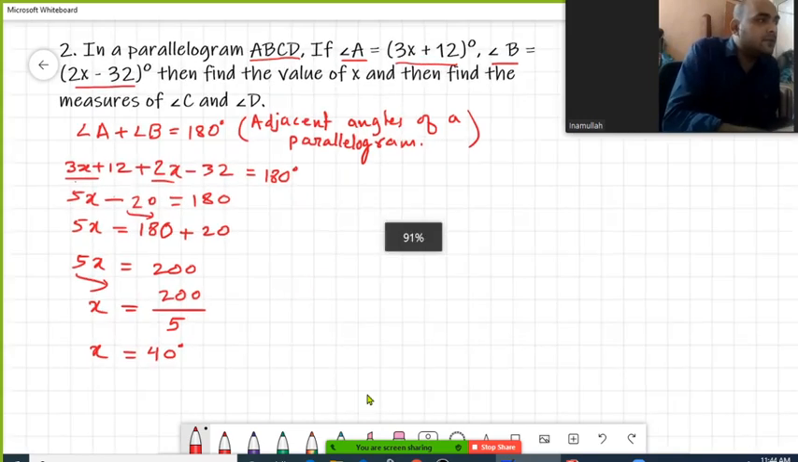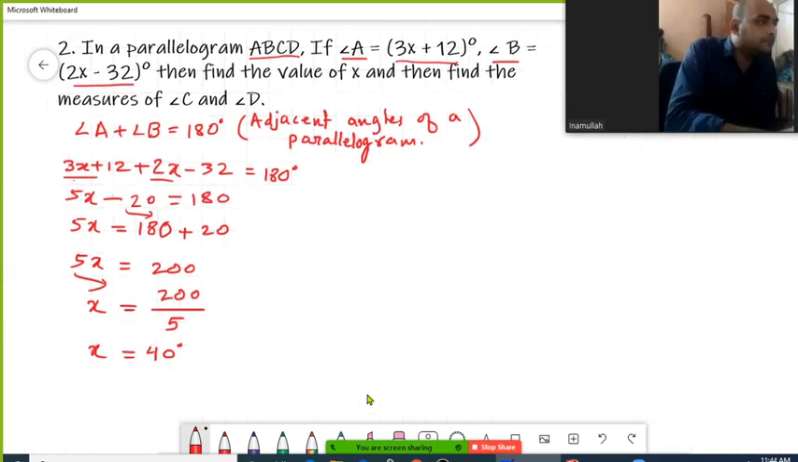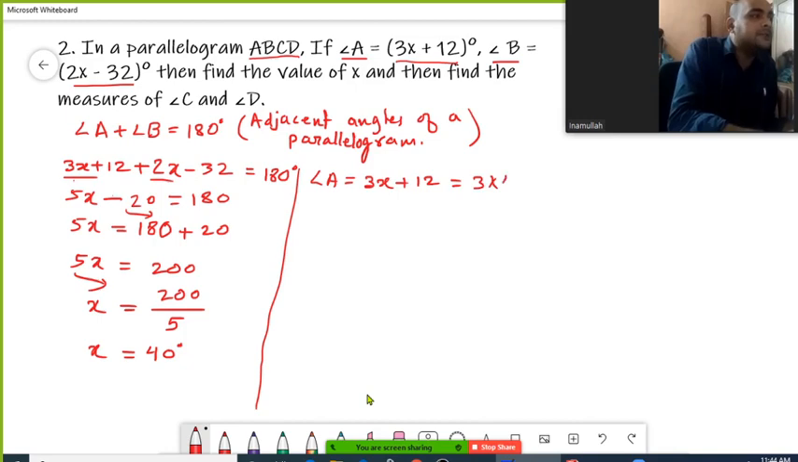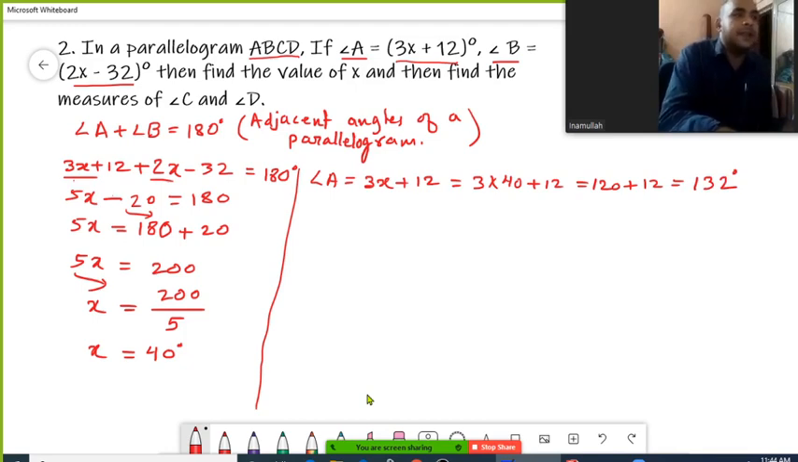So here we can mention that angle A is actually 3x plus 12. So I am keeping 3, x we calculated as 40, plus 12. So 3 into 40 is 120 plus 12 will give me 132 degrees. So this is measure of angle A. Same way I can find out measure of angle B also.